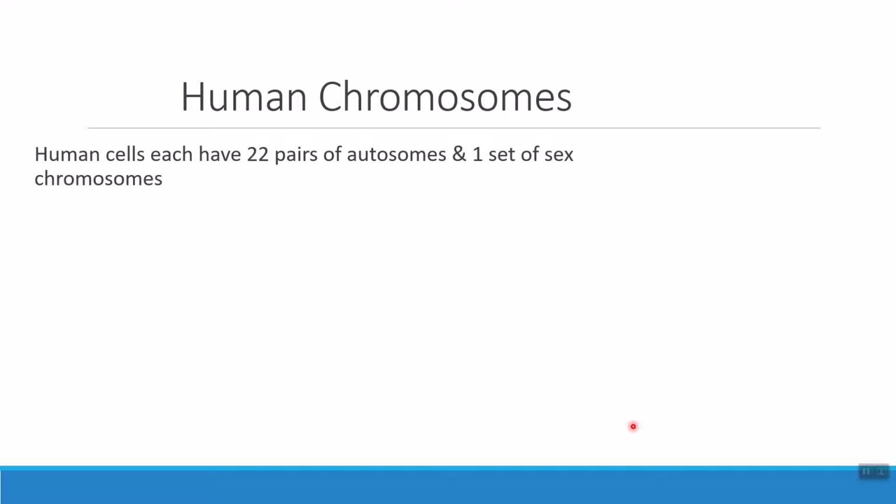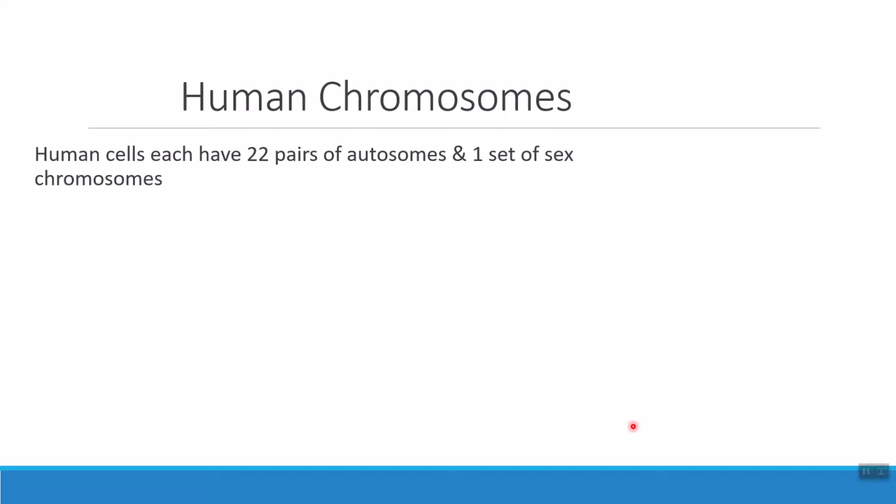Remember that in the human genome, we have 22 pairs of autosomes. And these are the types of chromosomes that code for all of your non-sex related functions. So your hair color, your eye color, your height, all of that kind of information is stored in these autosomes.